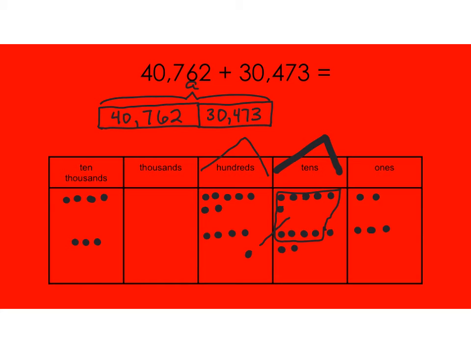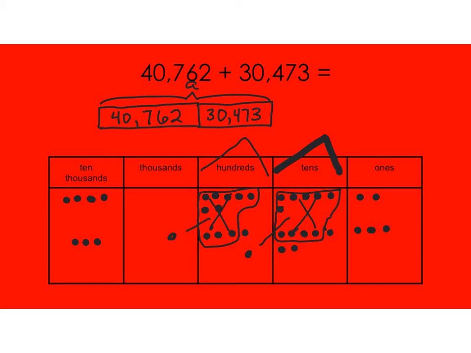1, 2, 3, 4, 5, 6, 7, 8, 9, 10, 11, 12. Oh no, we have to get rid of some. So 7. We take those 10 hundreds would equal 1,000. So we regroup that. Let's mark that out. Okay, and then our 10,000s, we only have 4, 5, 6, 7, so we're okay.